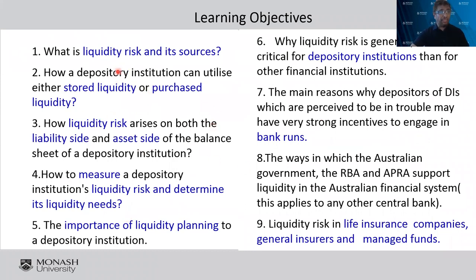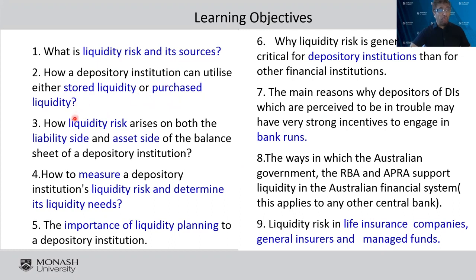In this week, as I said, we want to know liquidity and its sources. In other words, we will know the causes of liquidity, and then when we want to manage it, we can sell some of our assets, and this is a new term. If we sell some of our assets, we use our stored liquidity, or we can borrow, and in this case, we have another new term called purchased liquidity.